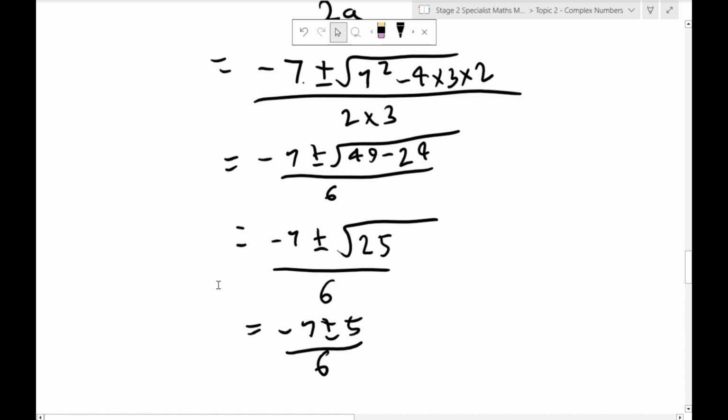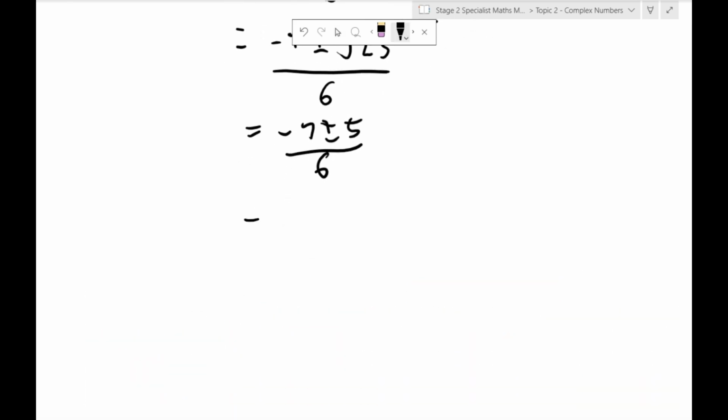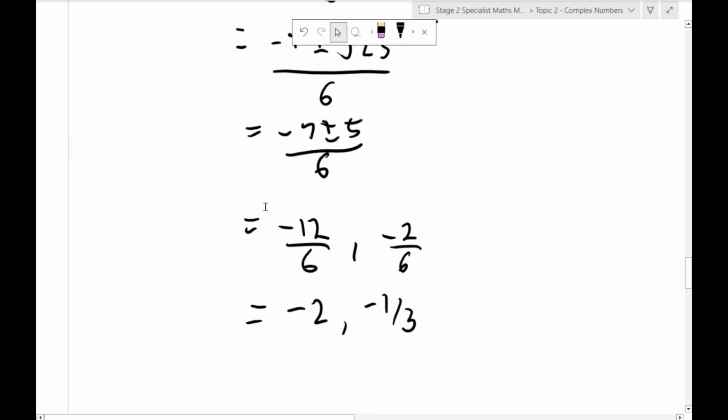So if we go with the minus version of this, that's going to be minus 12 over 6. And if we go with the plus version, that's going to be minus 2 over 6. So that's going to be minus 2 or minus a third would be our two answers there. All right, and that's for z.